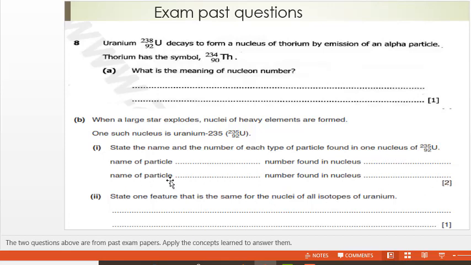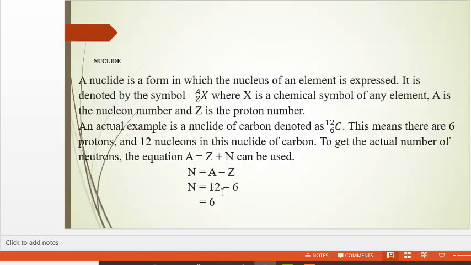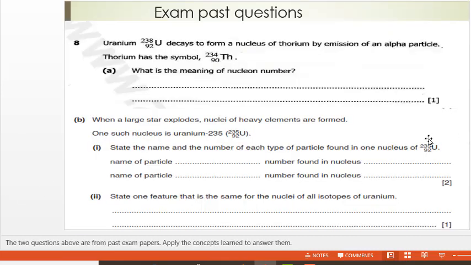Then for the name of particle, if we started with proton, here it will be neutron. For the number of particles in the nucleus, this is where the equation becomes applicable. n is equal to A minus Z. So you simply say A minus Z, that's 235 minus 92, and you find the number of neutrons, and you get yourself these 2 marks. Then let's look at the last question.